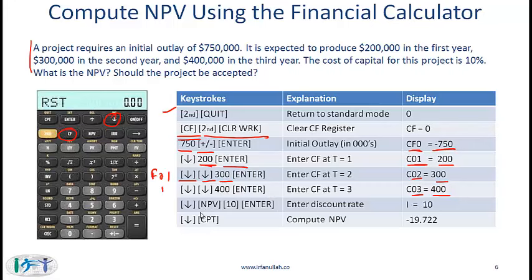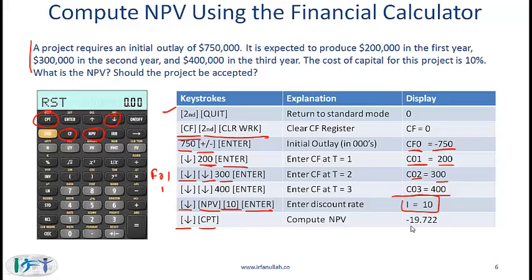Once you have entered all the cash flows, then you need to specify the interest rate, and you do that by hitting the down arrow again and then hitting the NPV button, which is over here, and then you enter 10, which is the interest rate, and enter. What has now happened is you have told the calculator that the interest rate is 10%. You hit down arrow again and then the compute button, and the calculator will compute the NPV.